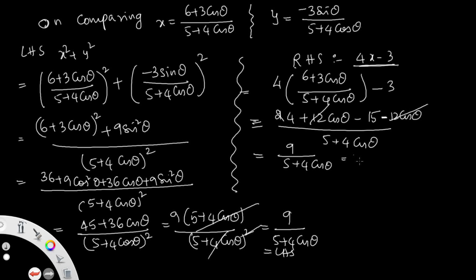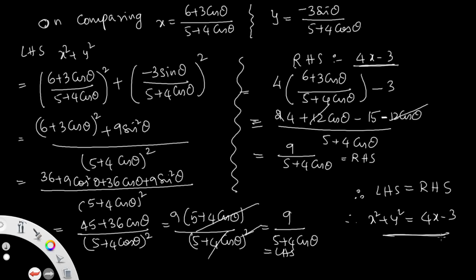Therefore both values are the same, so LHS equals RHS. That is, from this problem, x² + y² = 4x − 3. This is the proved part. The question says show that, so hence proved. So the real part I have taken, the imaginary part I have taken, just x² + y².